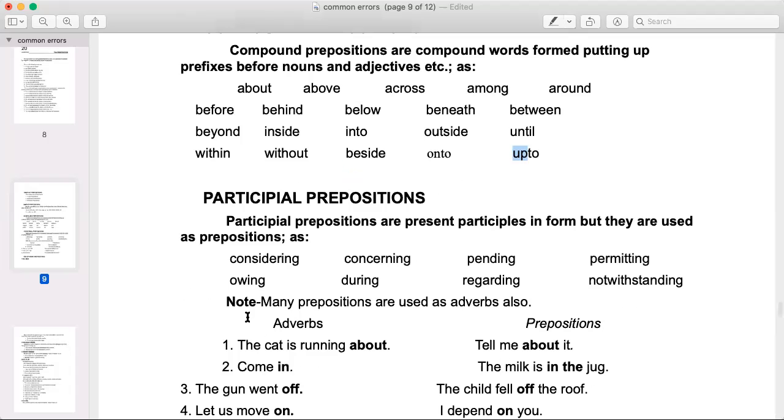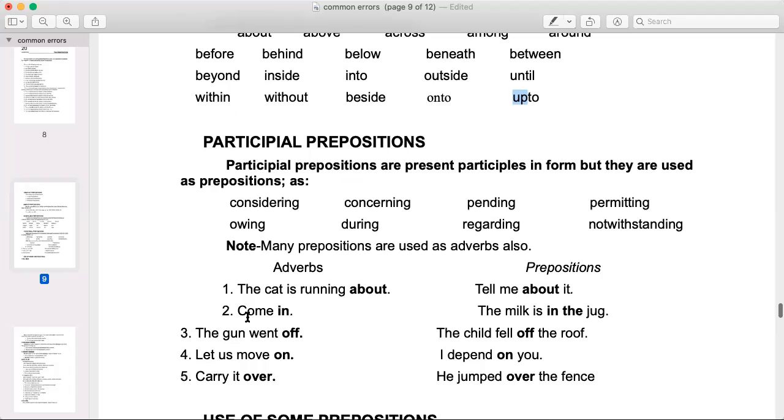Whereas participle prepositions refer to present participles which are used as prepositions, which means participle prepositions are in the form of present participle, that is, ing forms, and they are used as prepositions: considering, concerning, during, pending, regarding, permitting, etc.